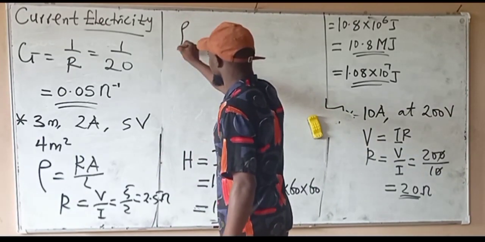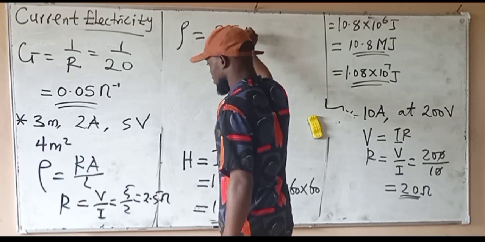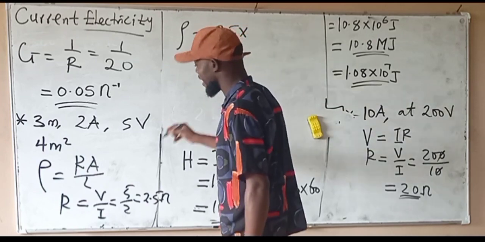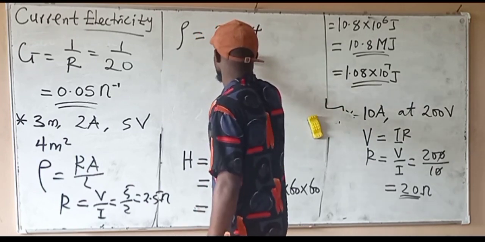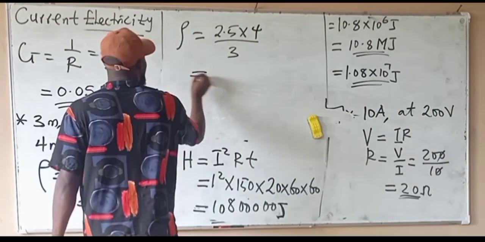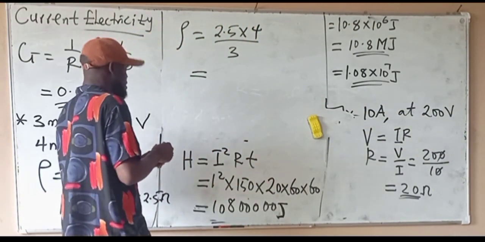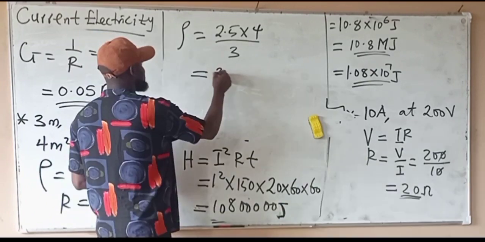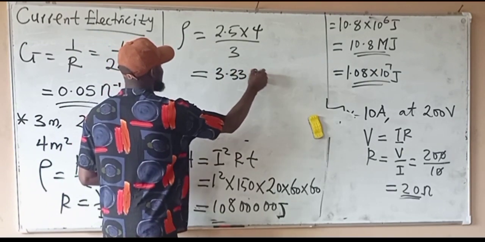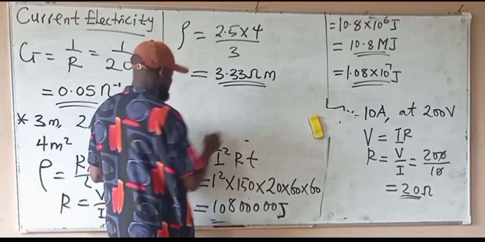Then from here, we're going to have our resistivity equal to 2.5 times our area, which is 4, divided by the length, which is 3. To solve this, you are going to have 3.33 ohm meters. That's what we're going to have.